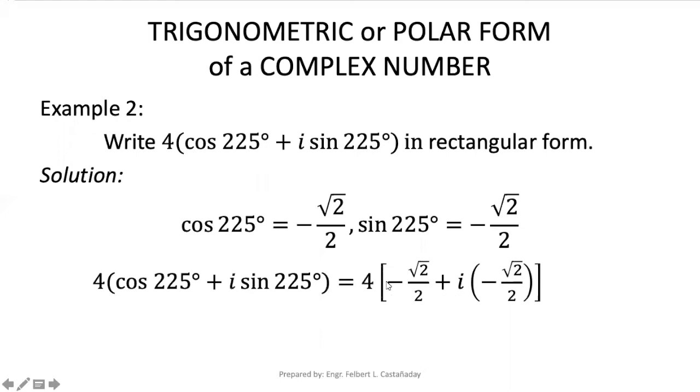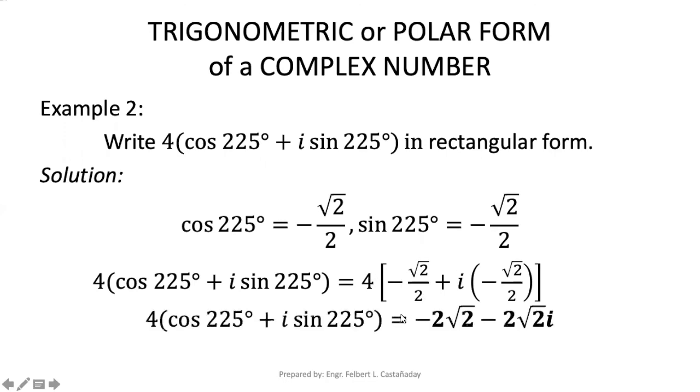We have 4 times the quantity negative square root of 2 over 2 plus i times the quantity negative square root of 2 over 2. So distributing 4 in each term, 4 divided by negative 2, so we have negative 2 square root of 2 minus 2 square root of 2i. So this is now the rectangular form of the given complex number.